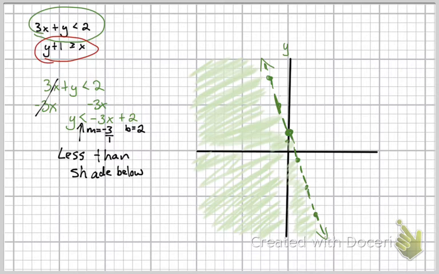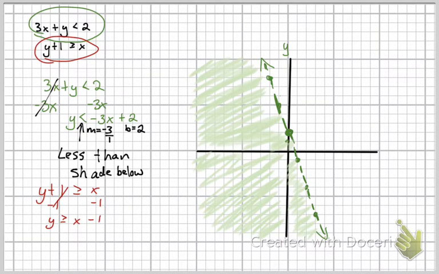Now I'm going to graph the second line, y plus 1 is greater than or equal to x. Again, I'm going to do the same thing. I want to get the y by itself, so I'm going to subtract 1 on each side. When I do that, I've got y is greater than or equal to x minus 1.